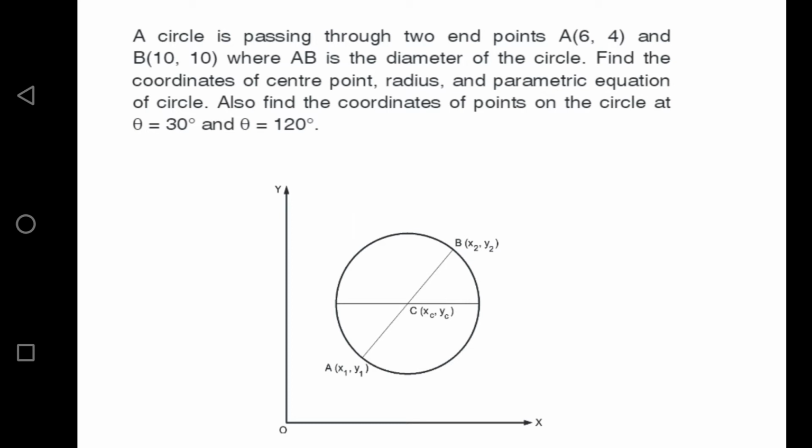So what is given here is a circle passing through point A equal to 6, 4 and B equal to 10, 10, where AB is a diameter of the circle. We need to find out the coordinates of the center point, the radius and the parametric equation of the circle. Three things we need to find out, and also we need to find out the coordinates of the points on the circle at theta 30 degrees and theta 120 degrees.